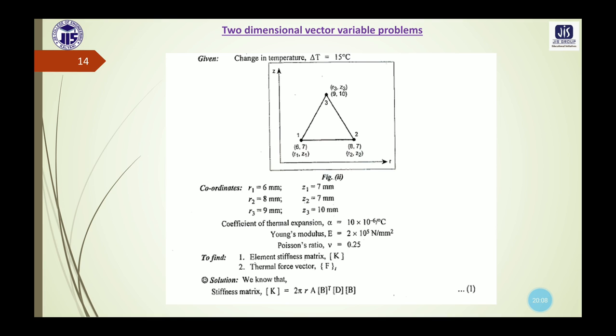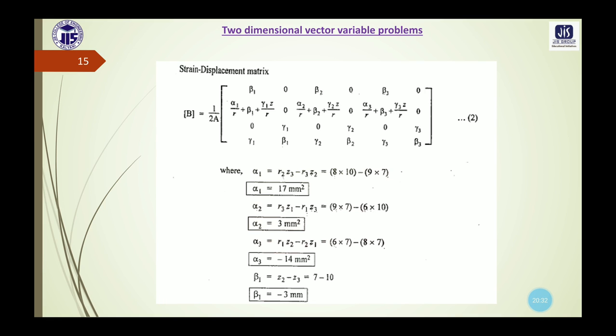To find the element stiffness matrix, we need to use this formula of the stiffness matrix, which you can see here as equation number 1, that is K matrix. It is 2 pi R A multiplied by the transpose of B matrix multiplied by D matrix multiplied by B matrix. So the multiplication of 3 matrices we need to perform here. Now the formula for the strain displacement matrix you can see here in equation number 2.